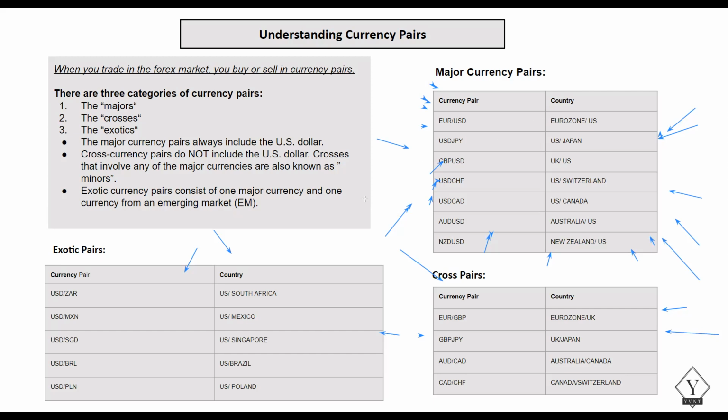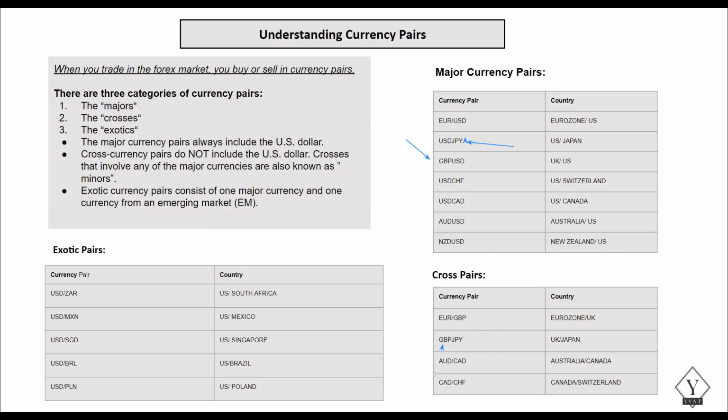So just to recap, major currency pairs always include the dollar. Cross currency pairs do not include the dollar. Crosses that involve any of the major currencies are also known as the minors, right? Meaning that, for example, here, these pairs include the major currencies, UK and Japanese yen. So that's why they become the minors, right? Because they include the major currency, now they become a pair once they're together.